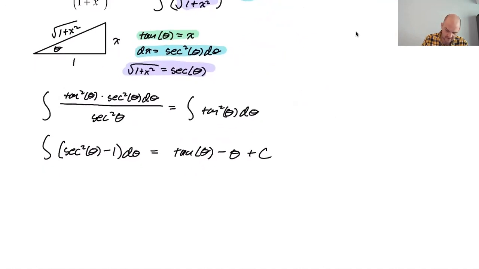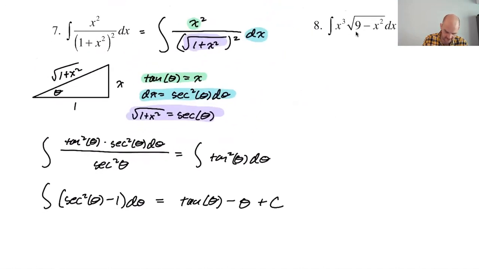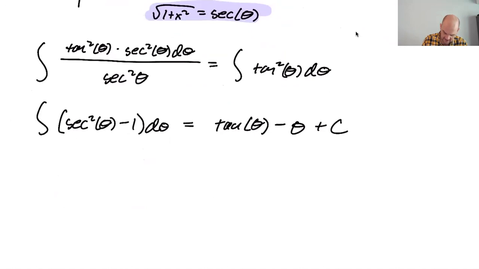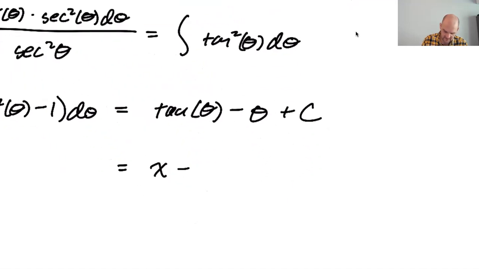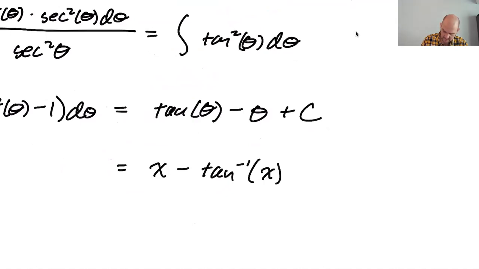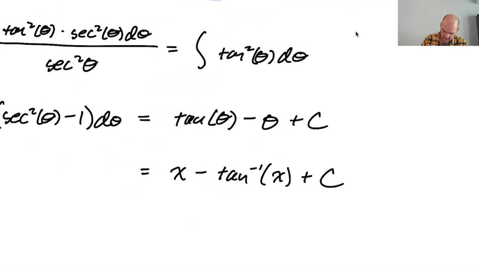And now we can go back though. So tangent is this over this. Well, that's weird. So that's just x. And now I'm starting to get nervous. And then theta is inverse tangent. Inverse tangent of x. So minus tan inverse of x plus c.